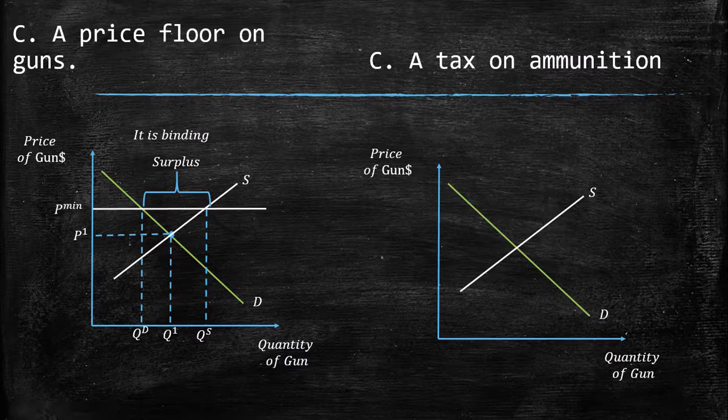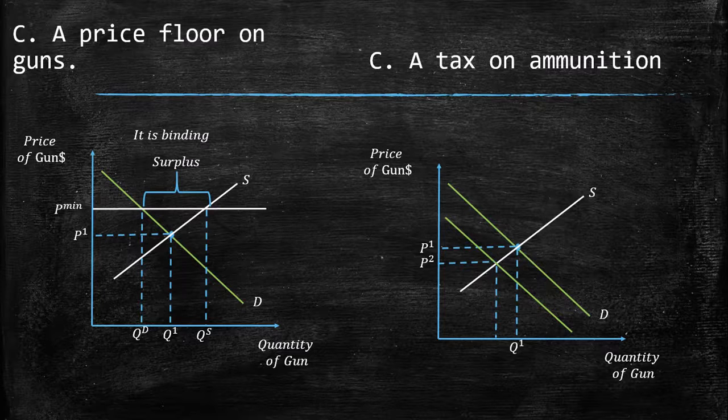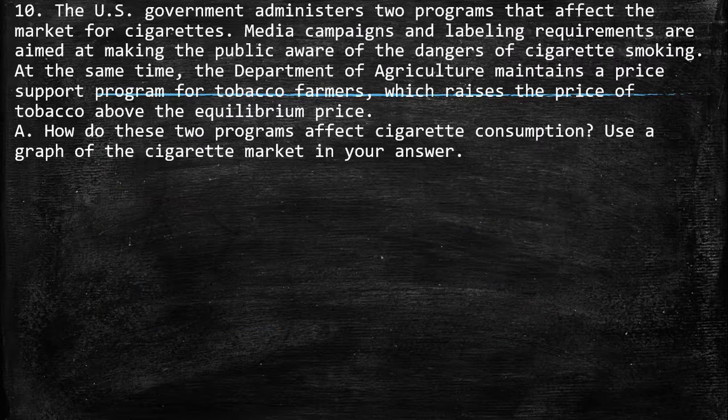The quantity of guns we have here. Now, the tax on ammunition. So remember, ammunition could be a complement of this good. So in this case, when there is a tax on the complement, there's going to be a decrease in the consumption of ammunition. Because they are complements, you don't need guns without ammunition. Okay, so the demand for guns is going to shift down. So in this case, it's going to be a decrease in prices and a decrease in quantities. Okay, that's the point.